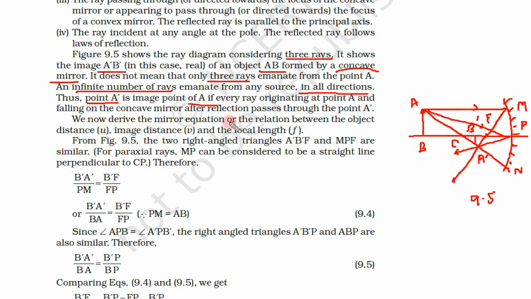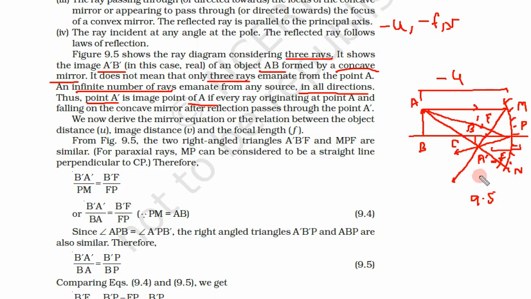We now derive the mirror equation. What was the mirror equation? The mirror equation is an equation which gives us the relation between u, f and v. What is u? u is the distance of the object from the pole, and it is minus u. What is f? f is the distance between the focus point and the pole. So this is our f, and this is also minus, because it is on the negative side.